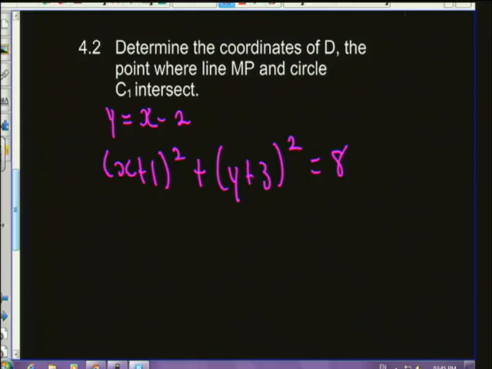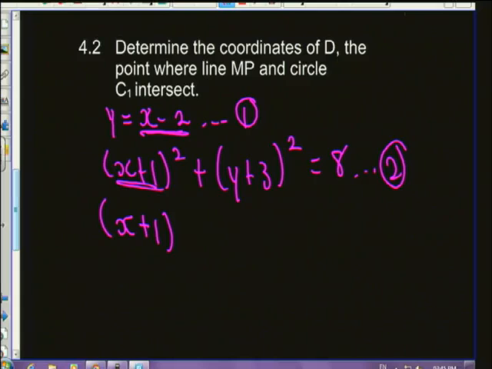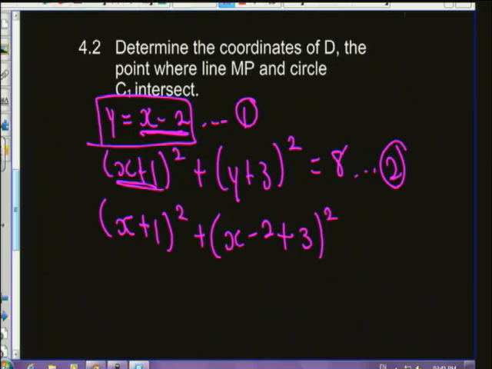Right, so what we need to do now is substitute equation 1 into equation 2, an easy simultaneous equation sum. So let's go. Where I see a y, I'm going to replace it with x - 2. So that'll be (x + 1)² + (x - 2 + 3)² = 8, coming from this equation there. I've got an equation now and I can solve for x.